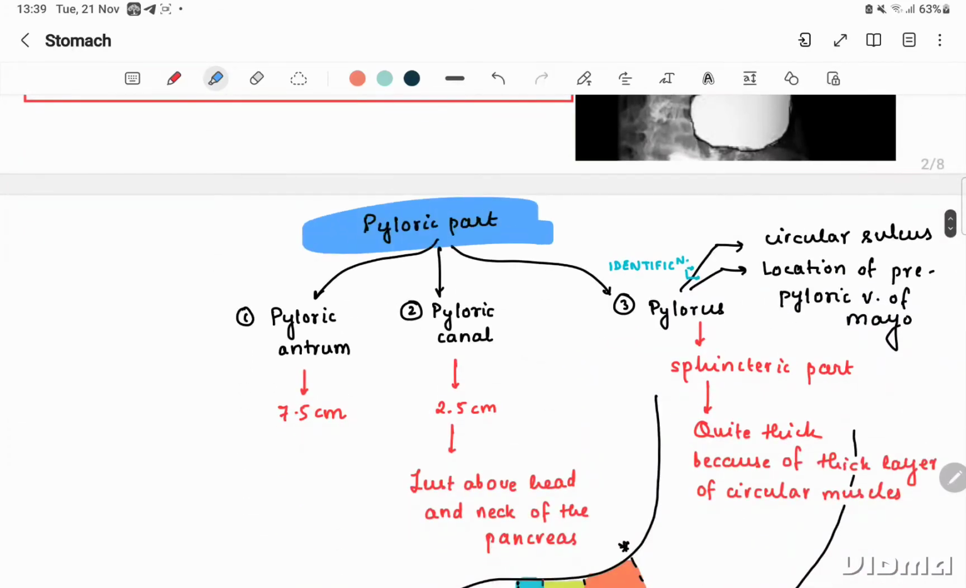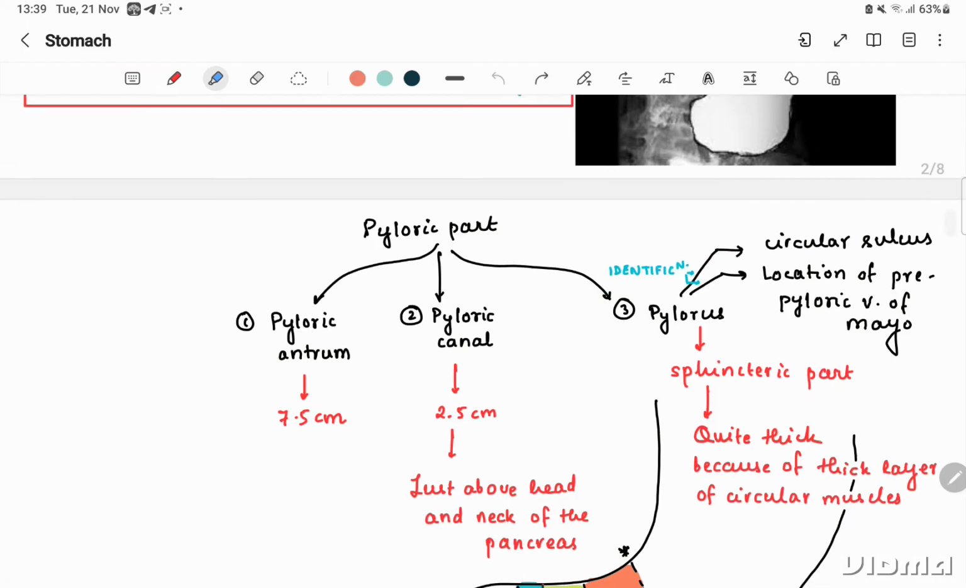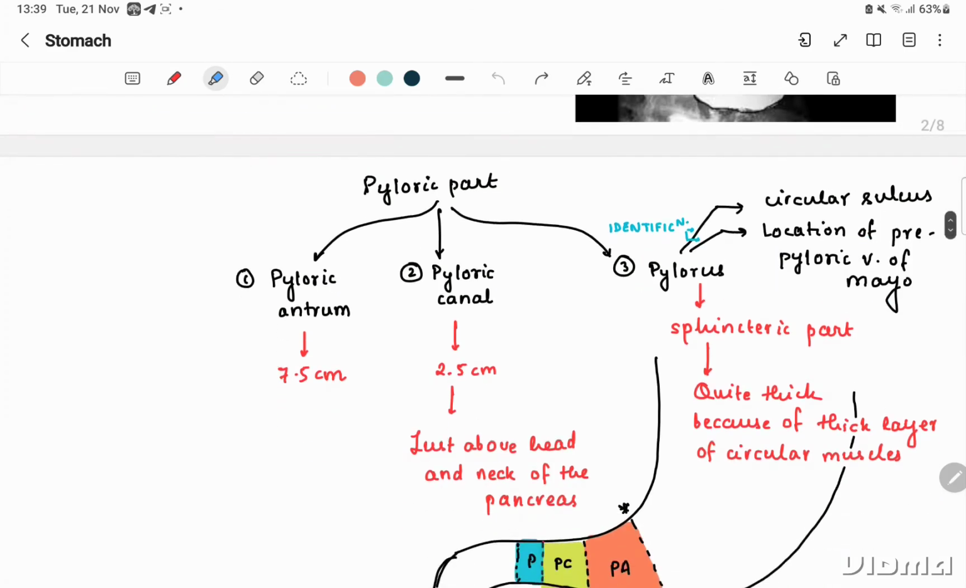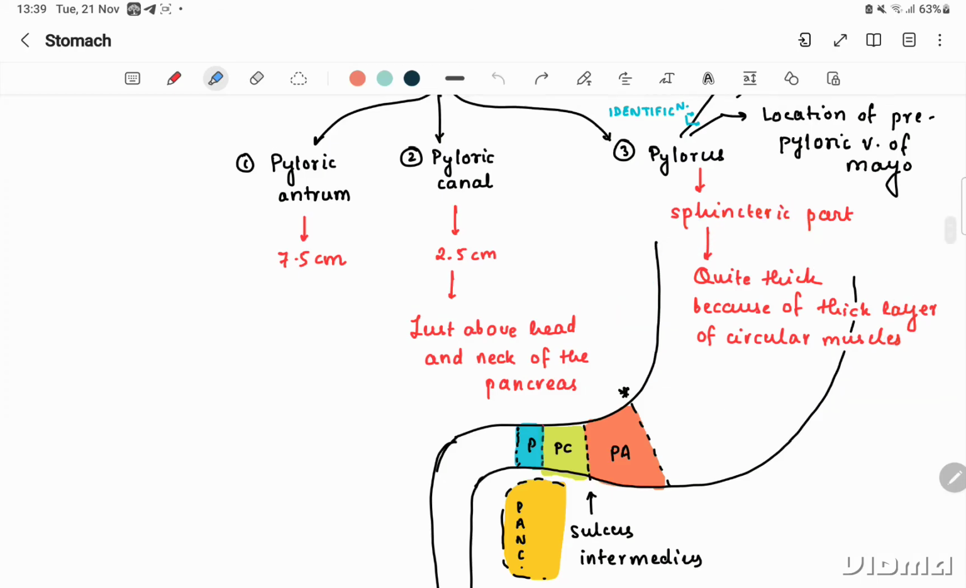Talking about the pyloric part, we have the pyloric antrum, 7.5 cm in length, the pyloric canal, 2.5 cm in length, and the pylorus. How can you identify the pylorus? It has the circular sulcus and the location of the prepyloric vein of Mayo. The prepyloric vein of Mayo is present in the pylorus. We'll see about that. The pylorus is the sphincteric part. It is quite thick because a thick layer of circular muscle is present.